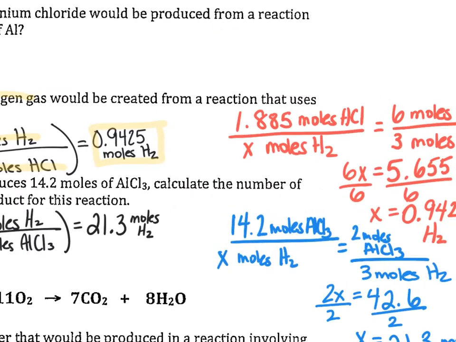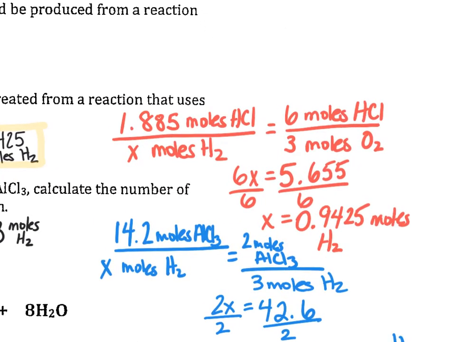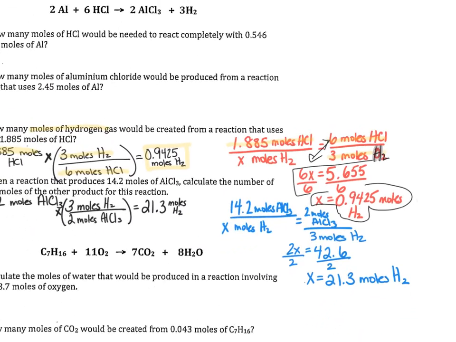Now, if you did the ratio method, I can do the same thing. I'm starting with 1.885 moles of hydrochloric acid. On the equation, it says that 6 moles of hydrochloric acid are going to react with 3 moles of, this should be H2 here, of H2. And so I can cross multiply and I get this work. And then when I solve for my x, I get the same answer as I did using the conversion factor.